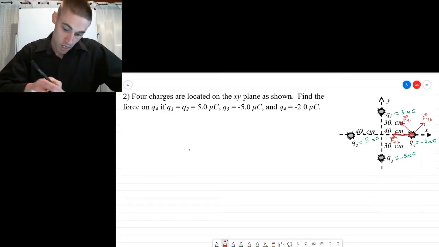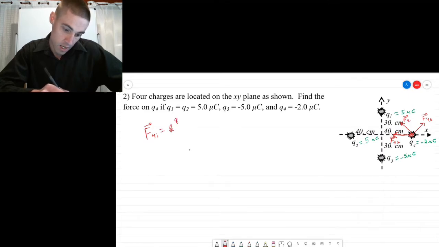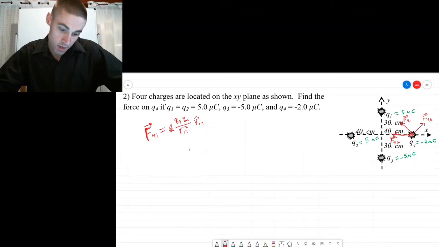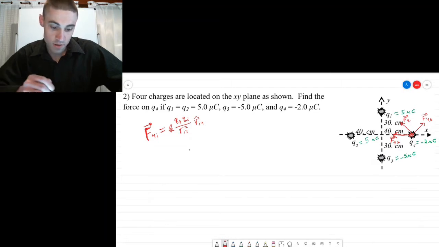Now we know Coulomb's law is, right, F4i, let's just write it in terms of some arbitrary number i. F4i is k Q4 Qi divided by r_i4 squared times r_i4 hat, or r_i4 roof, as Walter Lewin says. So this is a nice way of writing this. This shows that the Coulomb force is a 1 over r squared law.